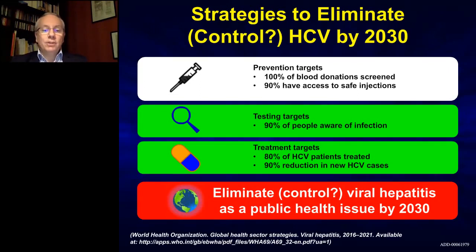And this makes us confident that within the next 10, 15, maybe 20 or 25 years, we'll be able to control HCV infection as a public health issue. It may not be exactly 2030 in all countries, but with the drugs we have and with the tools we have, this has become an achievable goal.